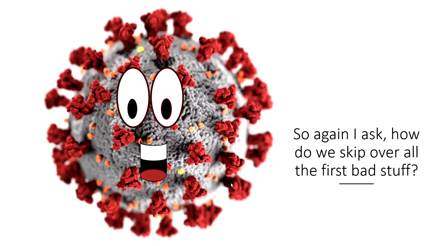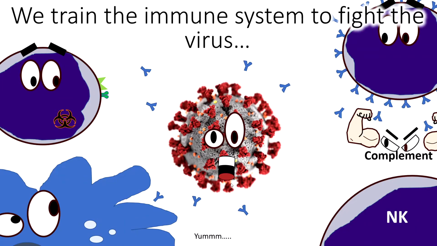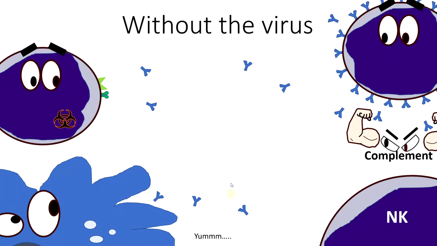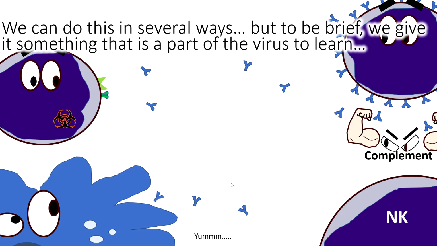So again, I ask, how do we skip over all this bad stuff? How do we get this stuff not to happen? Well, we've got to train that immune system to fight off that virus, but we do it without the virus. We can do this in several ways, but to be brief and give one example, probably the most widely used is to give a part of this virus to learn from.